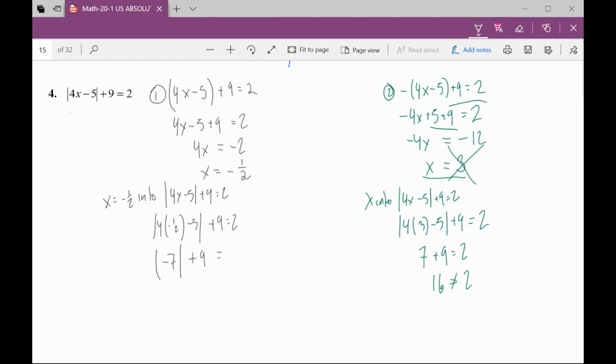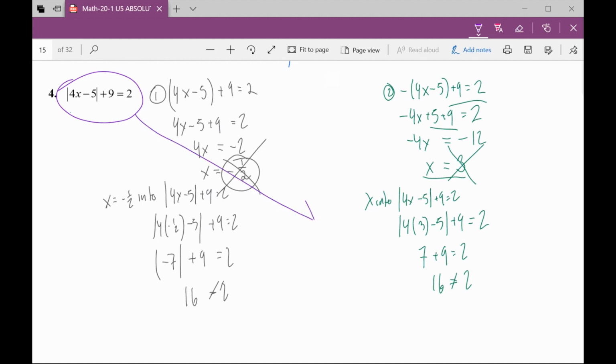So let's finish this off here. Plus 9 equals 2. 7 plus 9 is 16 equals 2. Nope, that does not appear to be a solution either, so that's not going to work. There appears to be no solution here, even though we got some numbers. You'll know if you verify, like we've just done, but I want you to look closely at the equation we started with right here.